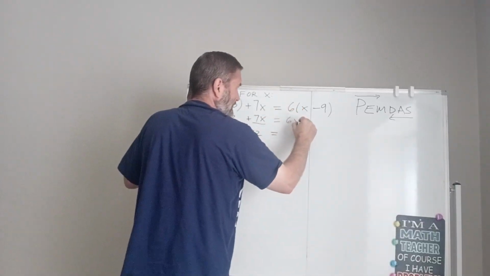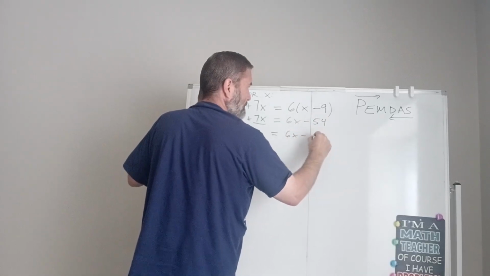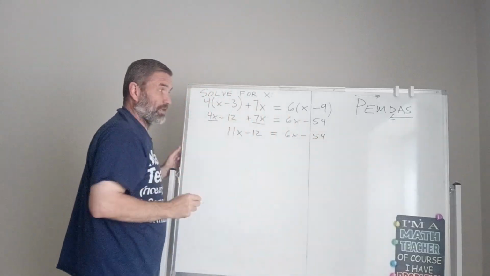Now I come over here. 6 times x is 6x. 6 times minus 9 is minus 54. I'll just bring that down, because once that was a single distribution, this had distribution plus combining like terms.